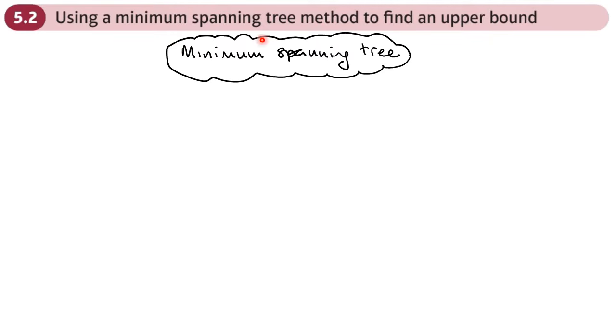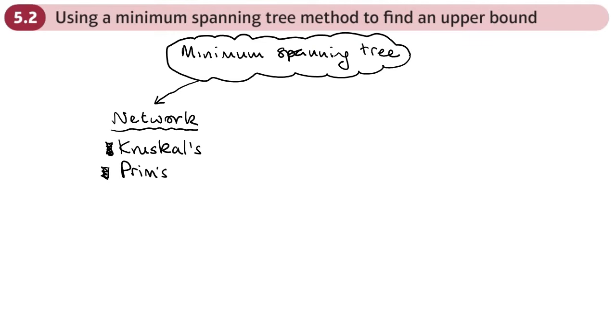So we can use a minimum spanning tree to help us find an upper bound for the maximum weight that will go to every vertex and return to our starting position. Now, if you are given a network in a question, then the best way to find a minimum spanning tree, well, there's actually two ways, is we can use either Kruskal's algorithm or Prim's algorithm to find a minimum spanning tree.